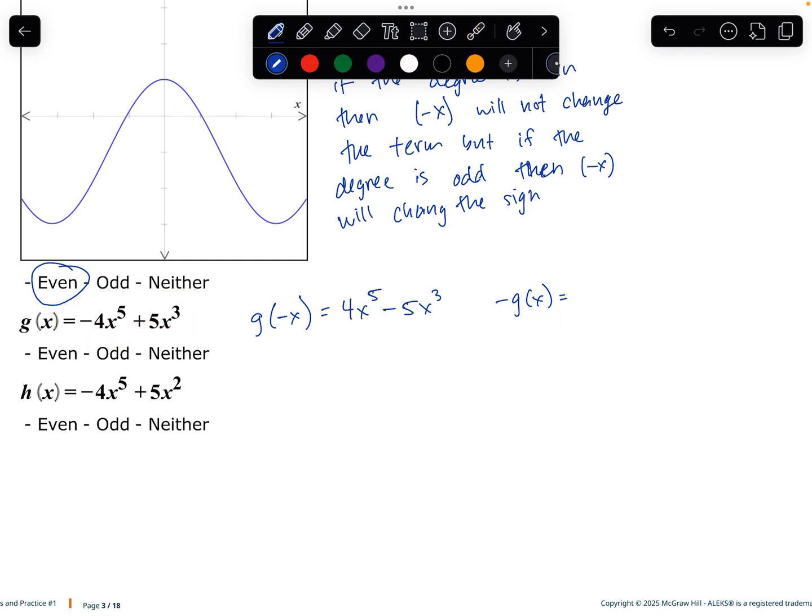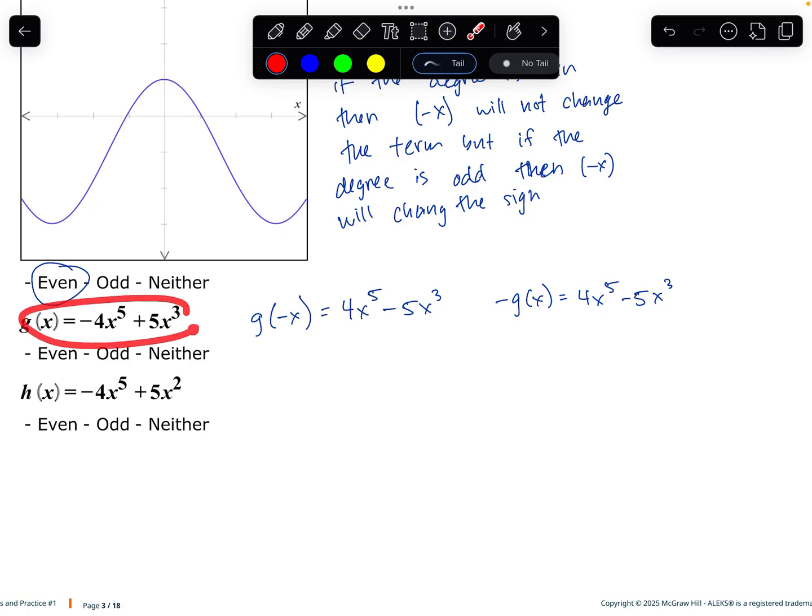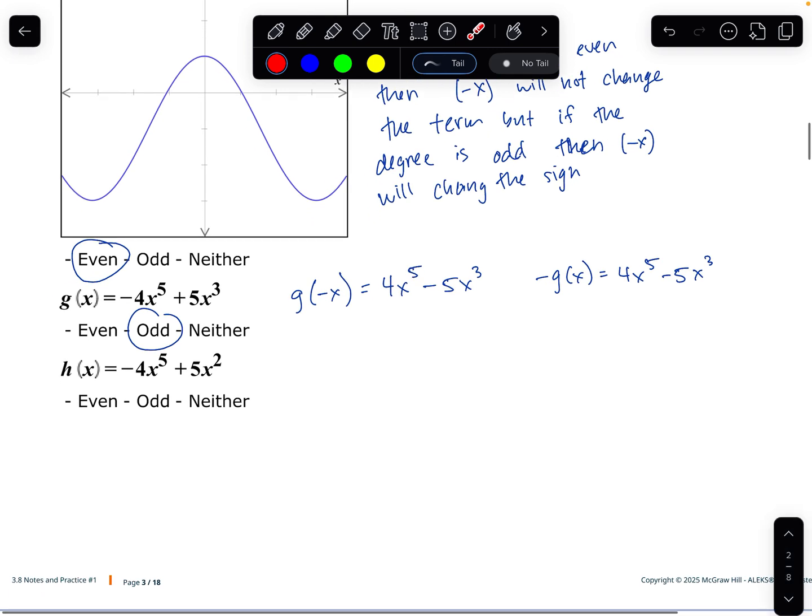And so I will write this one as positive 4x to the fifth minus 5x cubed. So this is negative g of x, this is g of negative x. Are these equal to each other? And if you look at them, they are. So this function right here is odd because reflections over the x and reflections over the y are the same, meaning that it will be symmetrical about the line y equals x.